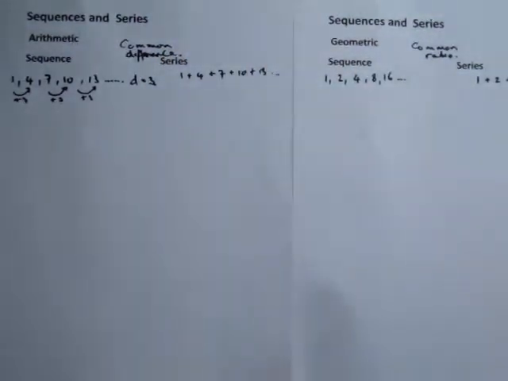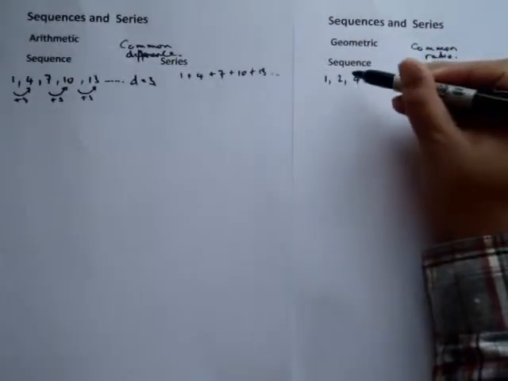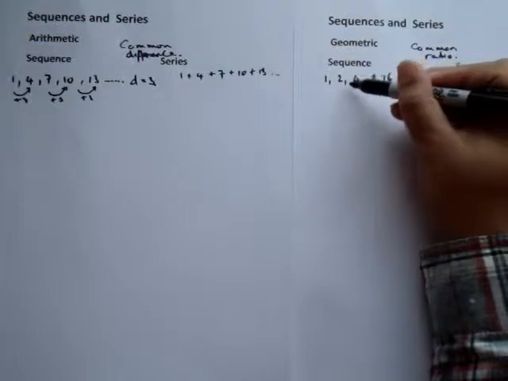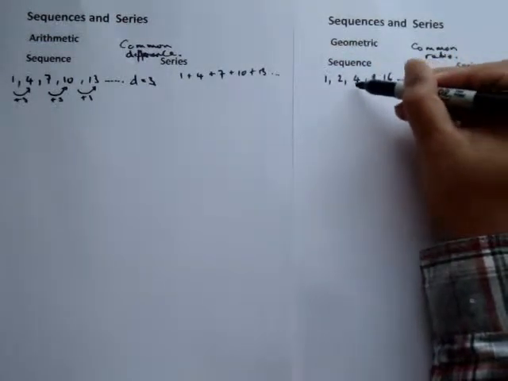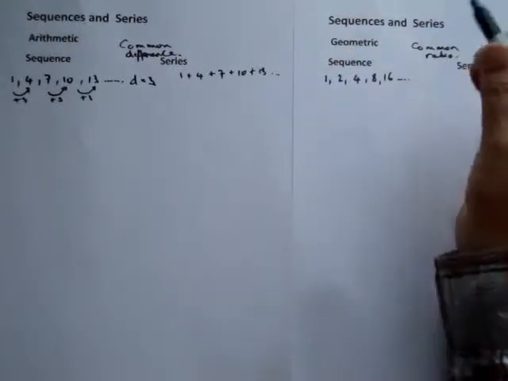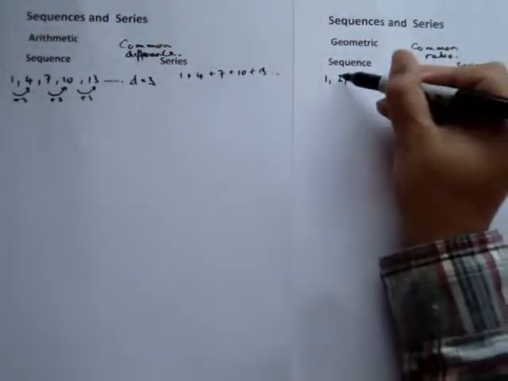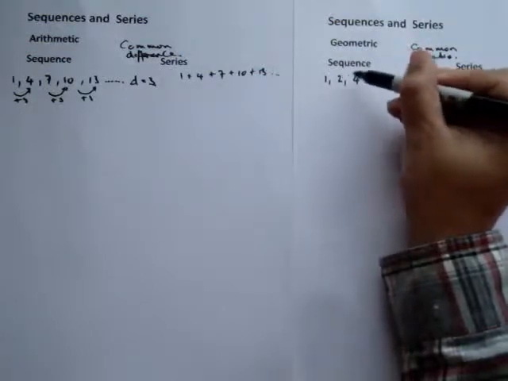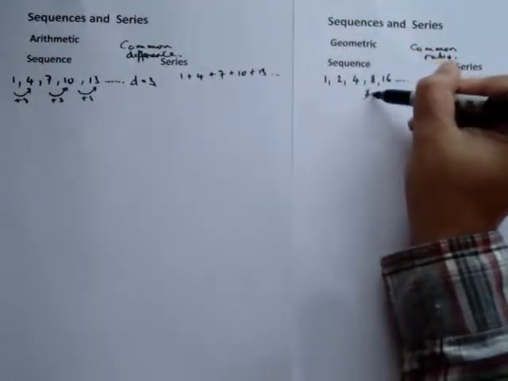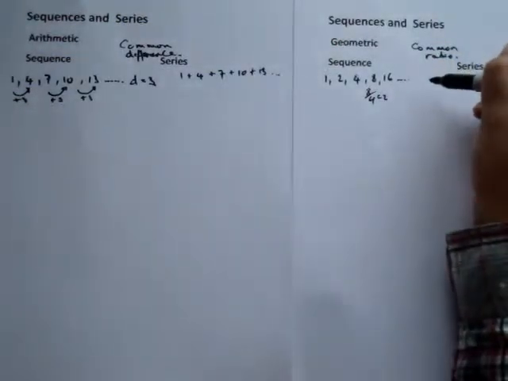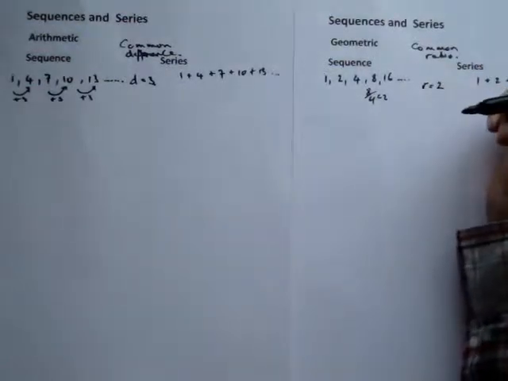In the geometric sequence we divide the second term by the previous term, or the third term by the previous term, or the fourth term by the third term. So what we get is a common ratio, and in this case 2 divided by 1 is 2, 4 divided by 2 is 2, 8 divided by 4 equals 2. So the common ratio R equals 2.